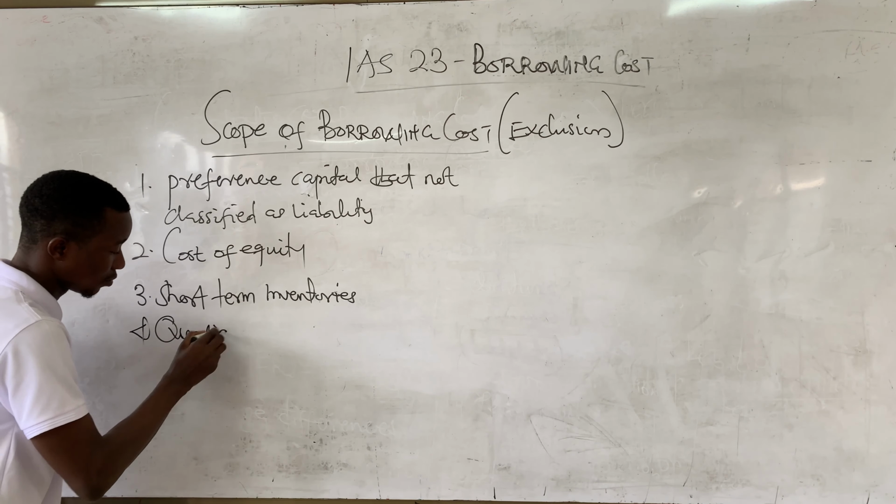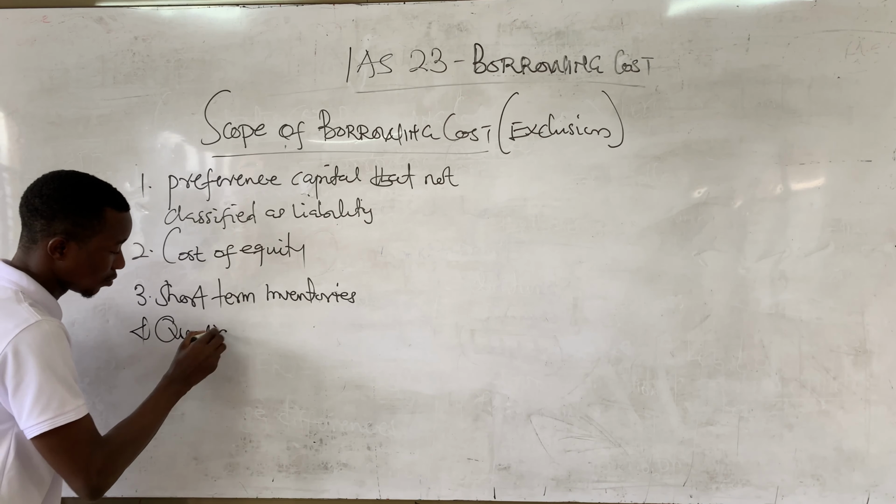So a qualifying asset measured at fair value, accounted for under IAS 41, that is agriculture, cannot be considered under IAS 23. That is an exclusion to this standard. Is that okay? So these are the four basic exclusions under IAS 23.